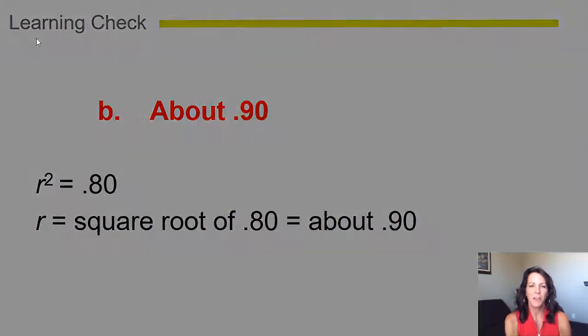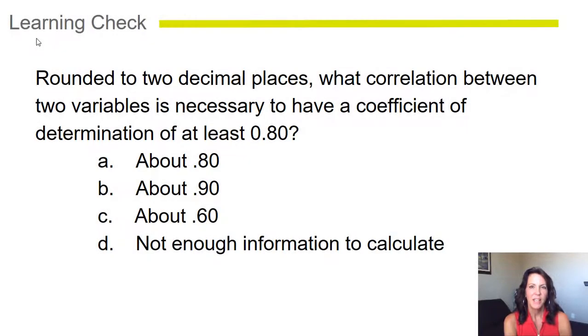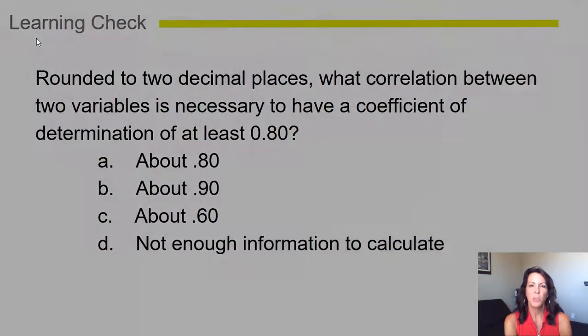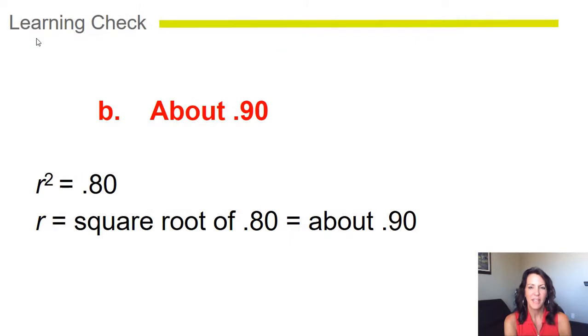So let's go back and look at that again. We knew that we need to have a coefficient determination of at least 0.80. That is r squared, 0.80. To find r, you just take the square root of 0.80 to get 0.90. Think about that for a little bit. Some of these are a little bit mind-bending, but that's all in good fun. Hope that you enjoyed learning about correlation this week, and I look forward to your questions.